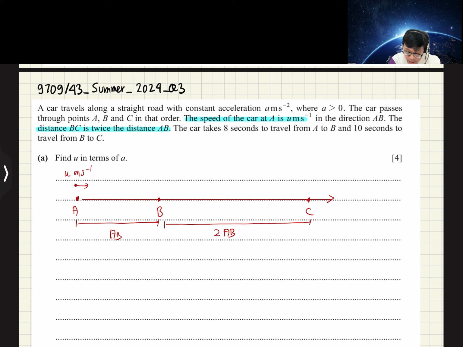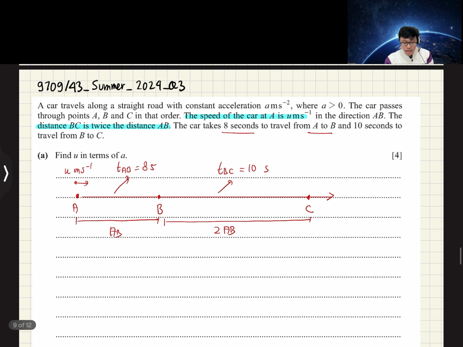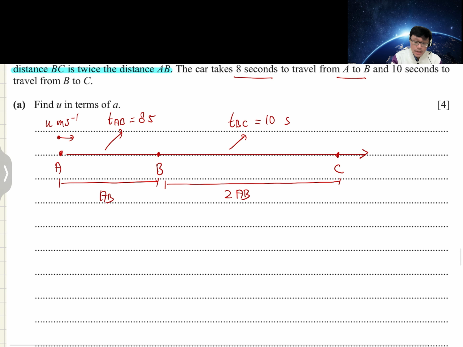The car takes 8 seconds to travel from A to B. So from A to B, the time AB is 8 seconds. And then 10 seconds from B to C. So t BC equals 10 seconds. Now the question is to find u in terms of a. So we have the distance and we have the time. We want to find u in terms of a. As you can see, there is no v involved, so we can use the third equation again, guys.